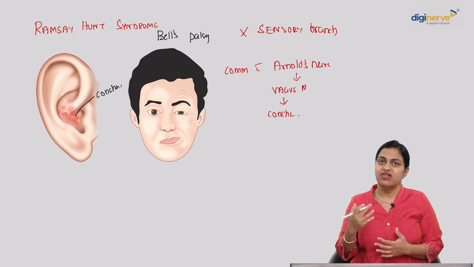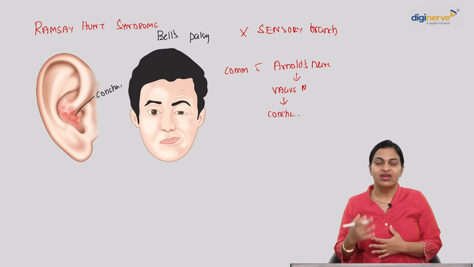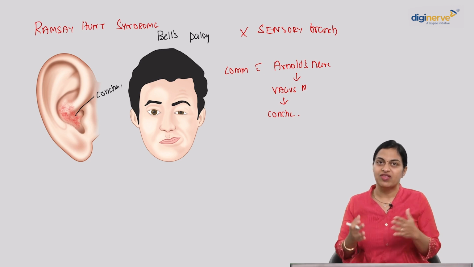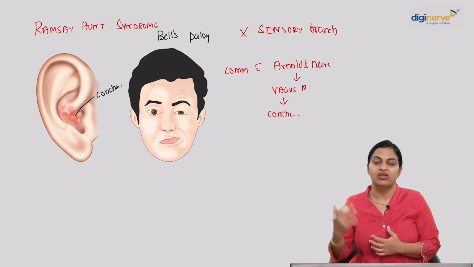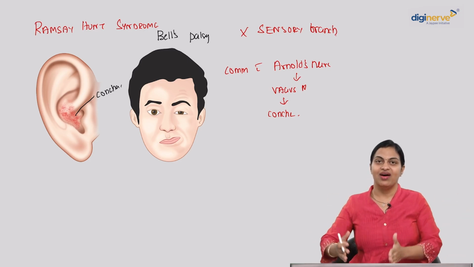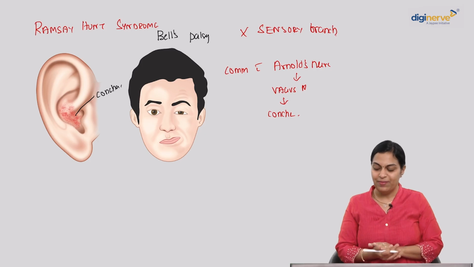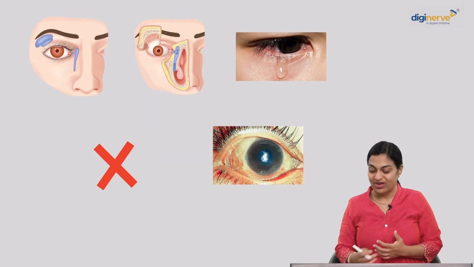So in patients recovering from Bell's palsy, they presented with lesions over the concha. And then only they realized that there's some communication between this Alderman's nerve and the facial nerve while it's passing through the middle ear. Okay. And then they named it Ramsay-Hunt syndrome. Fine. Okay.